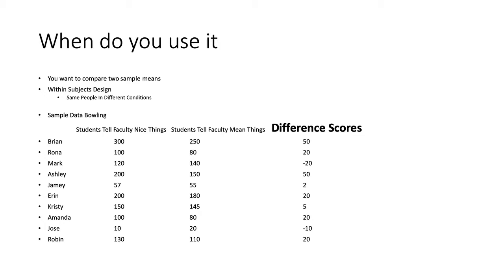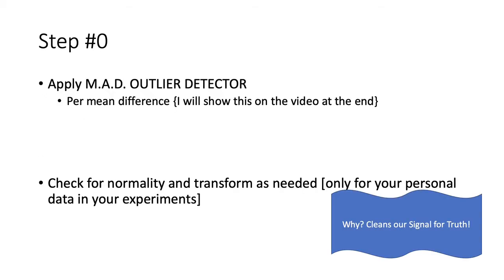So here's the data I will be using, and the example is how do faculty bowl when students tell us nice things versus when students tell us mean things. And I want to point out that the dependent samples t-test is just a one sample t-test for the difference scores with a comparison mean of 0. We apply our MAD outlier detector just as normal. We check for normality in our own data.